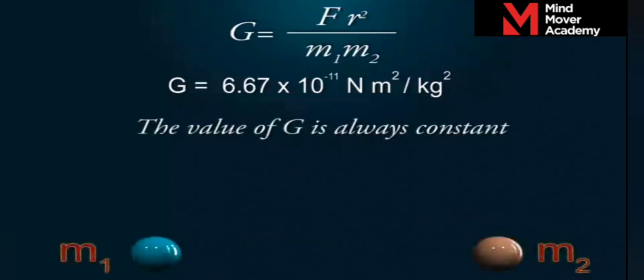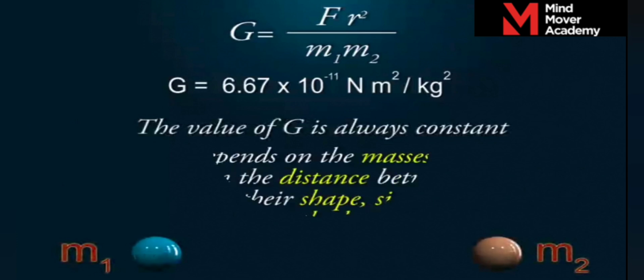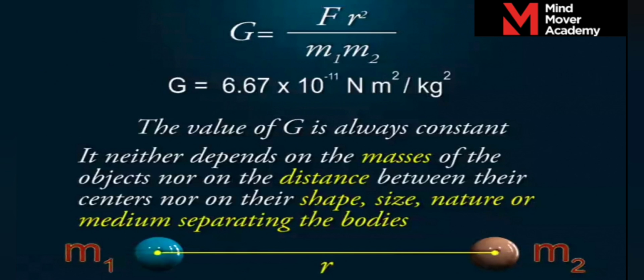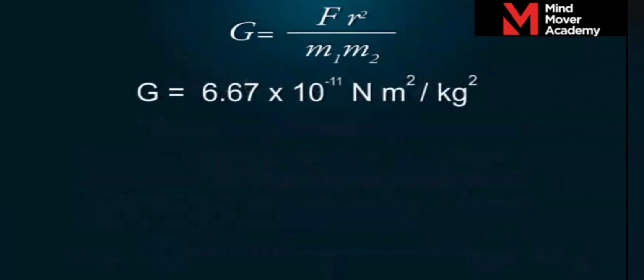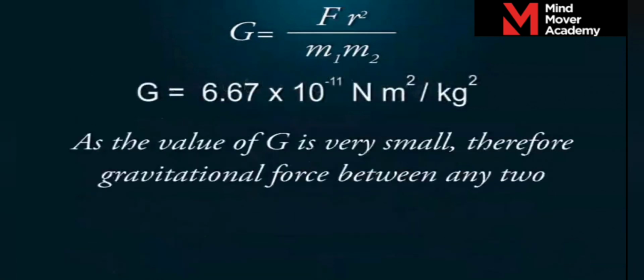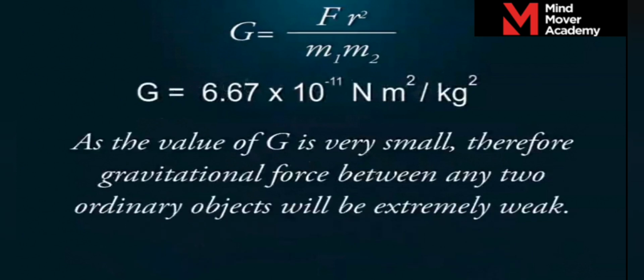The value of G is always constant. It neither depends on the masses of the objects, nor on the distance between their centers, nor on their shapes, size, nature, or medium separating the bodies. As the value of G is very small, the gravitational force between any two ordinary objects will be extremely weak.